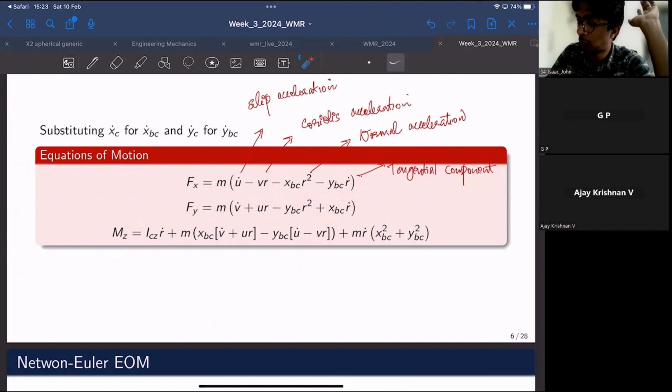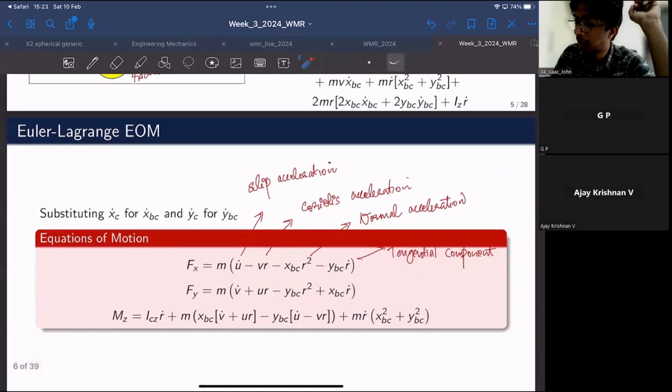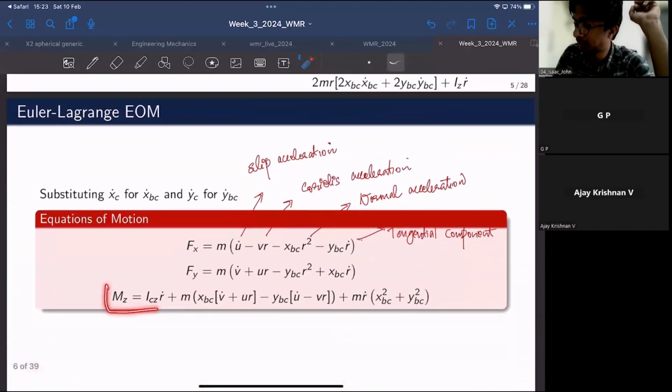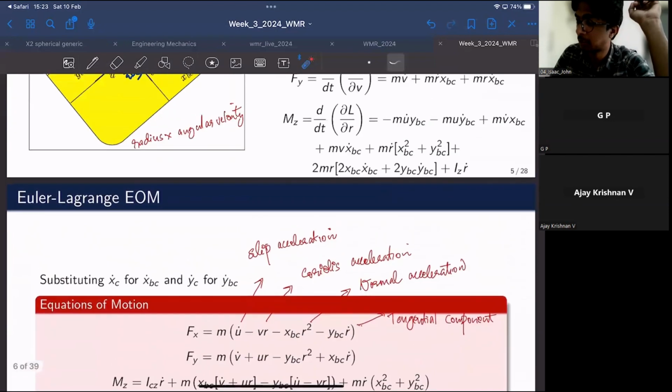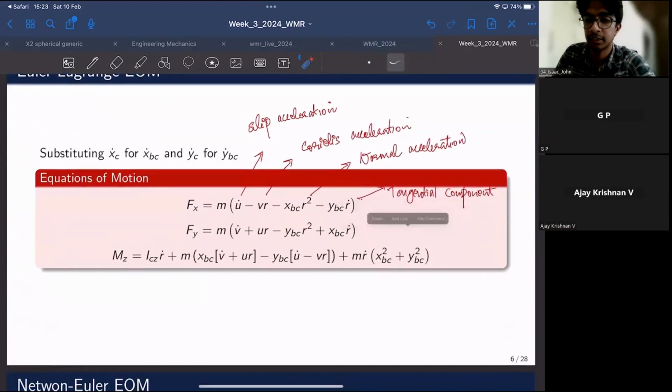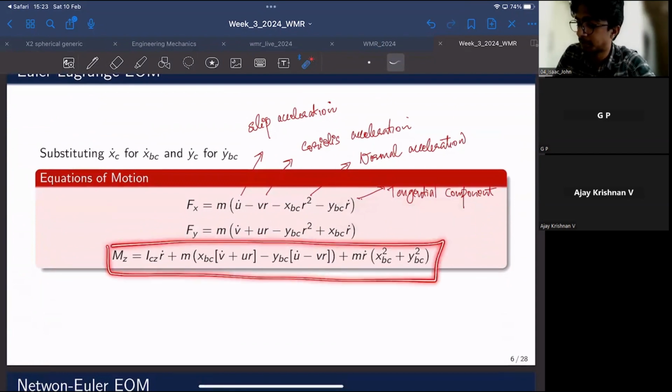And correspondingly, you will also have the moment about this z-axis. If you take the moment of each of these forces with respect to this B frame, you will get this expression. Right? What are the moments caused by each of these accelerations with respect to this B frame? If you take the moments of each of these accelerations or individual forces, you will end up with this big expression.